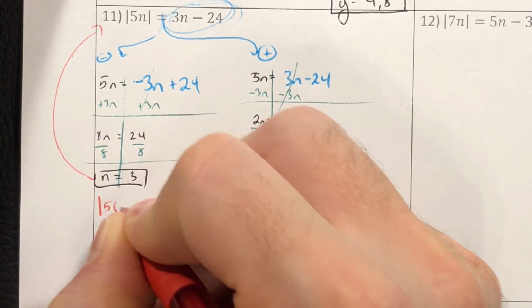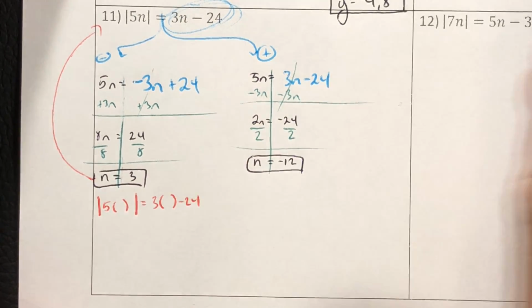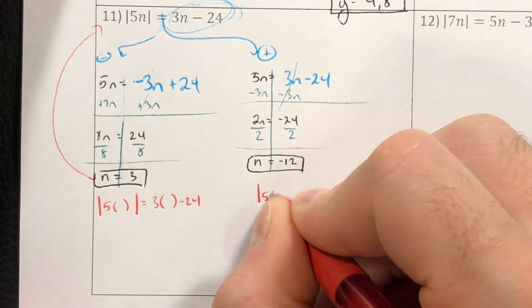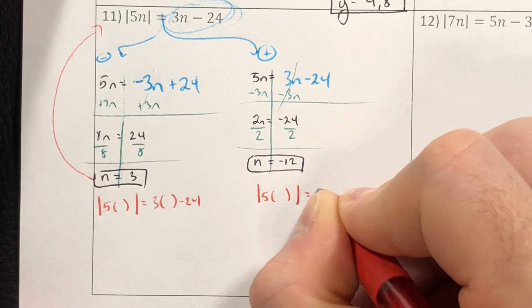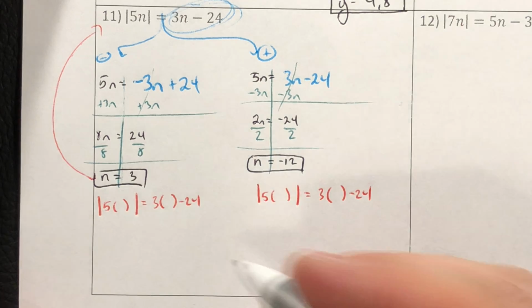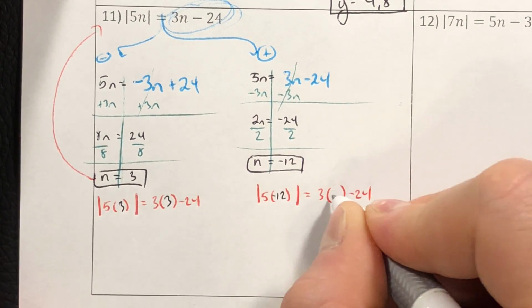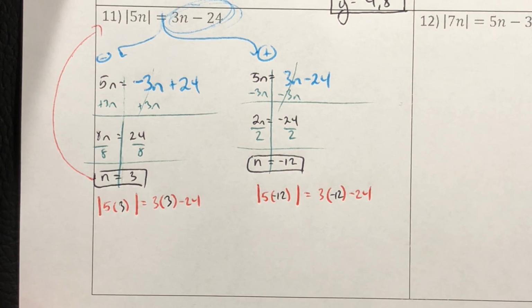So absolute value of 5 times a number equals 3 times a number minus 24. Absolute value of 5 times a number equals 3 times that same number minus 24. Over here, I'm going to plug in my 3. Over here, I'm going to plug in my negative 12. I'm going to see what we get.